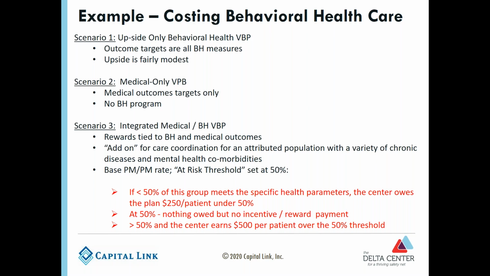So the model we're using here does that. It says if you're under that 50%, then you owe back $250 per patient. At 50%, as we talked about, there's nothing paid either way, and above 50%, then you earn $500 a patient. This is annually for every percentage of those patients over 50%. Next slide.